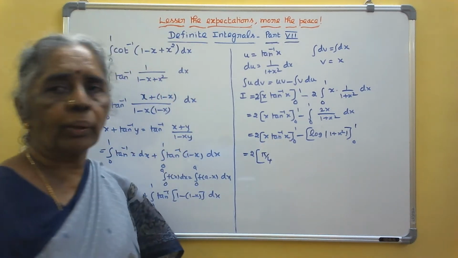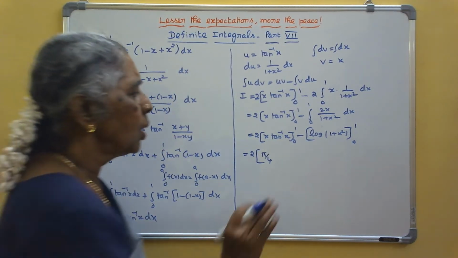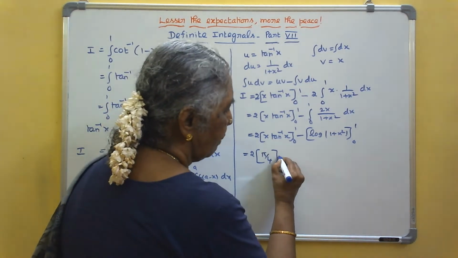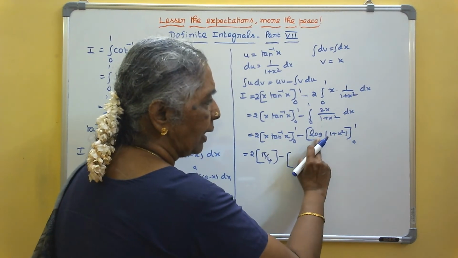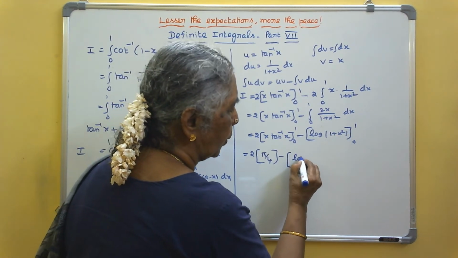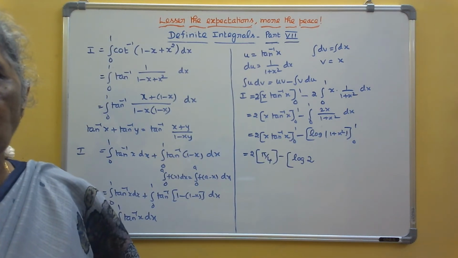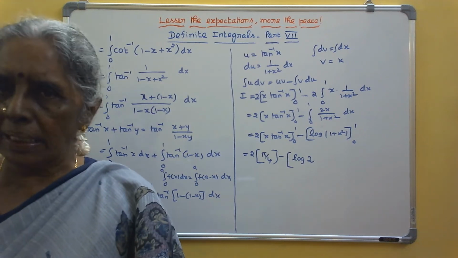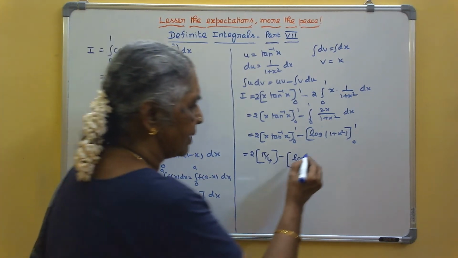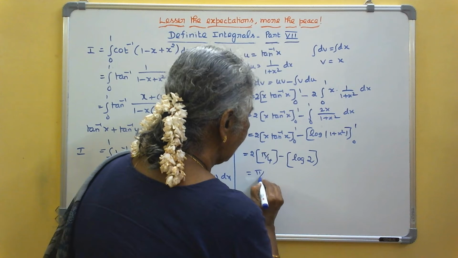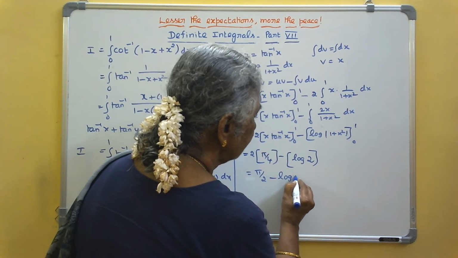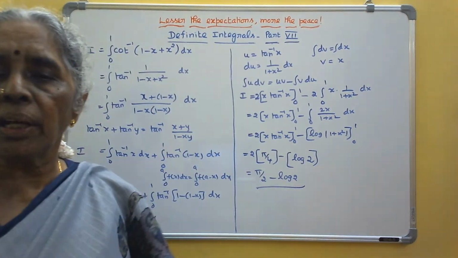When you substitute the lower limit, 0 into anything is 0. So the lower limit vanishes. Minus. When you substitute the upper limit, log 1 plus 1, you will get log 2. When you substitute the lower limit 0, log 1 plus 0 is log 1. You know log 1 is 0. So the lower limit vanishes. So now you will be getting pi by 2 minus log 2. Is this sum clear to you?